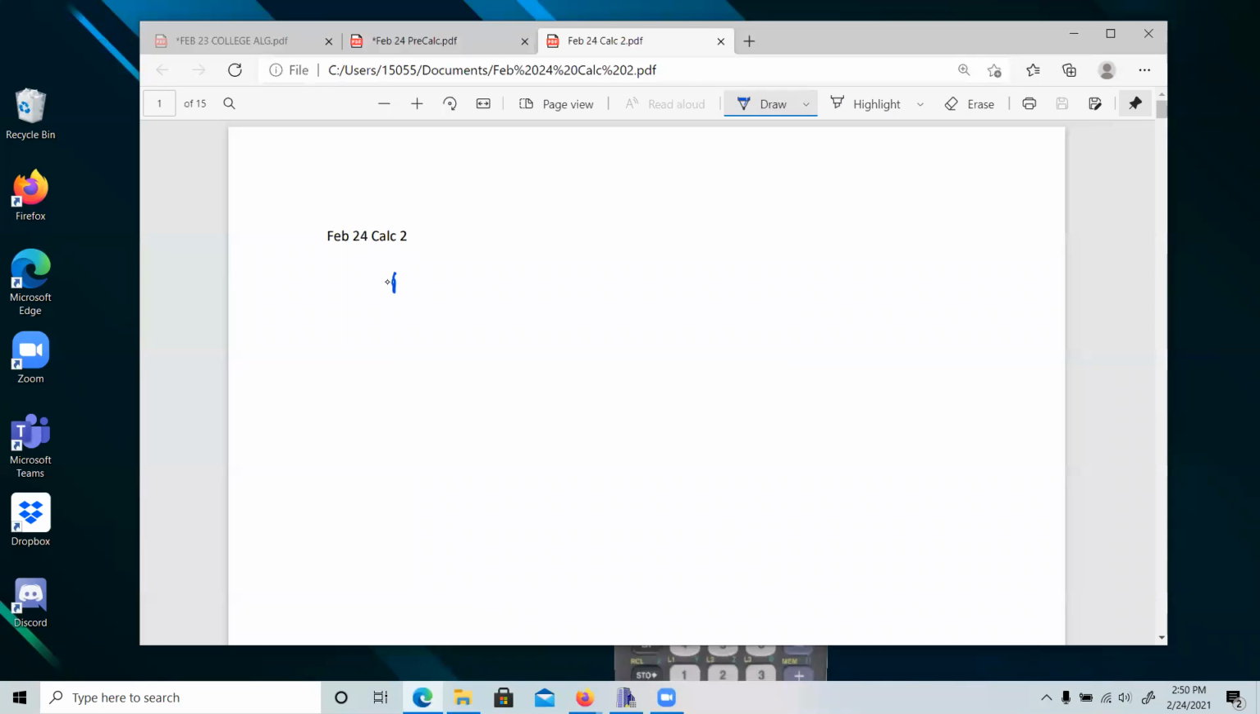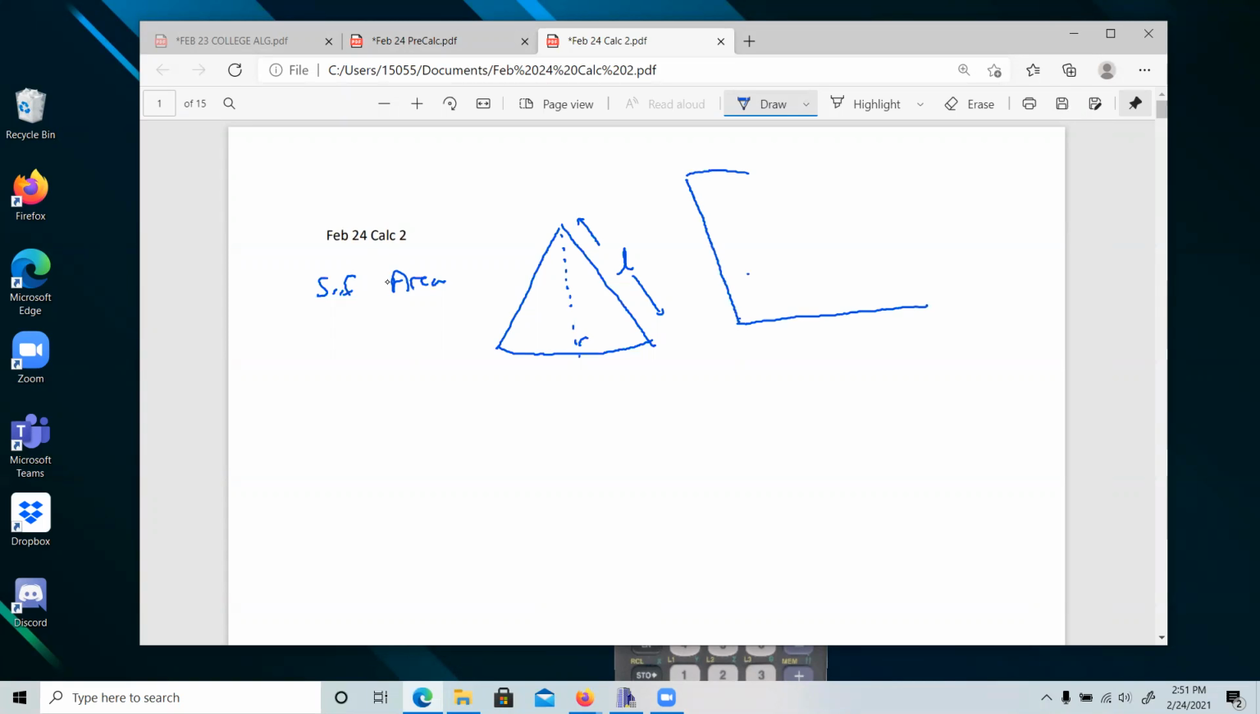So what we're going to talk about today is surface area. We don't have a special symbol for surface area, we just have area. What we have here is a cone, with an R here and an L here. Now we're going to make a little cut in our cone and flatten it out. If I flatten my cone out, we should get something that looks like that. And what are we looking at here? We're looking at L.